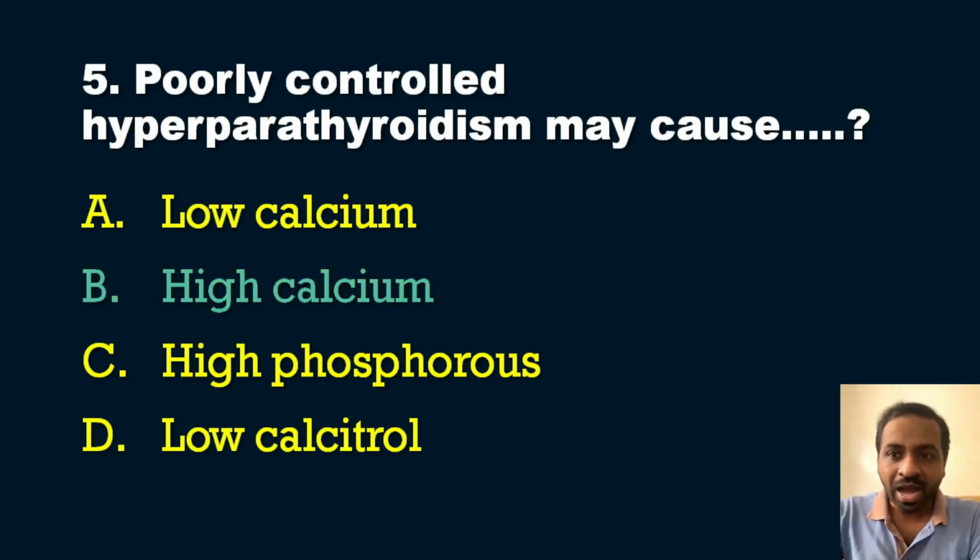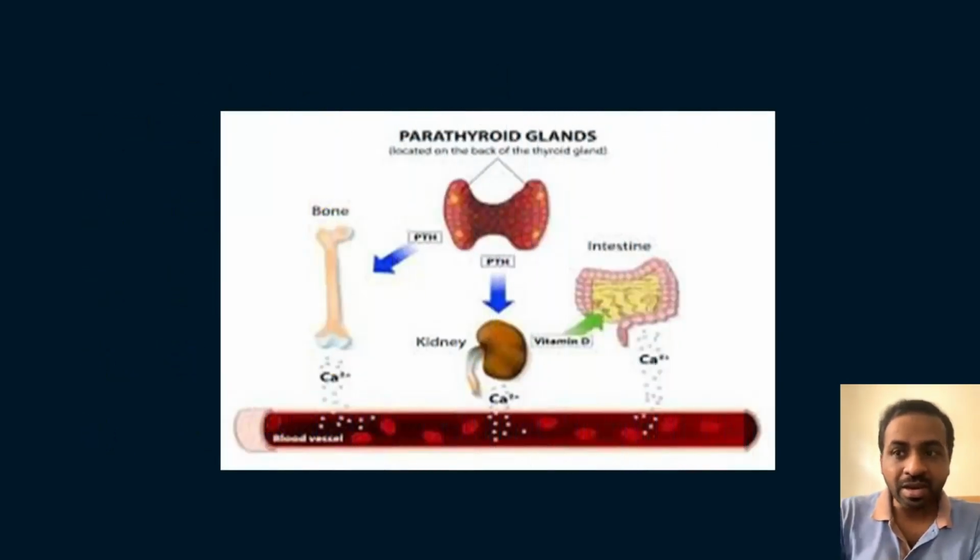Okay, high calcium. So you know that the calcium control in our body is done with the help of the parathyroid glands. I will explain this with the help of this picture. We know that we have 4 parathyroid glands, which are situated in the thyroid gland, in the corners of the thyroid gland. The parathyroid gland secretes parathormone, which helps in regulation of calcium in the blood.